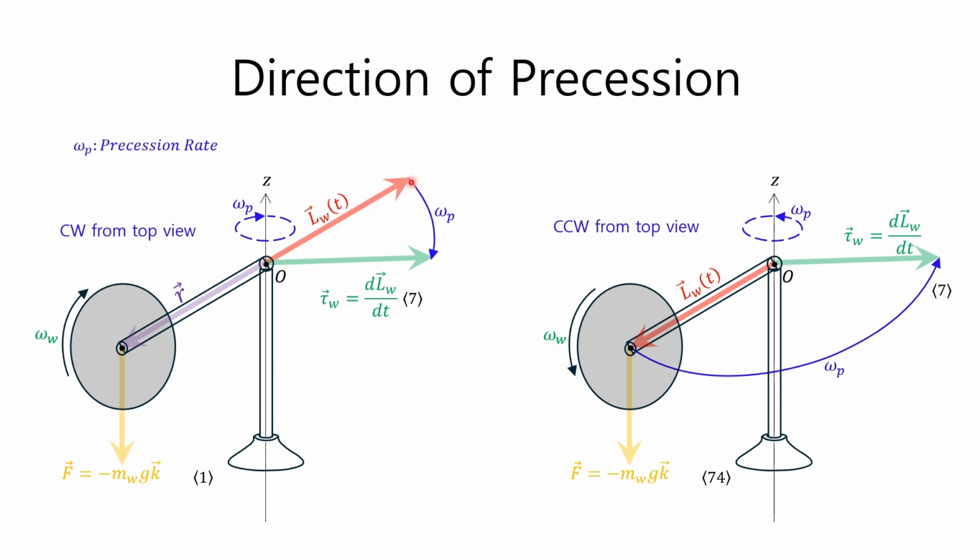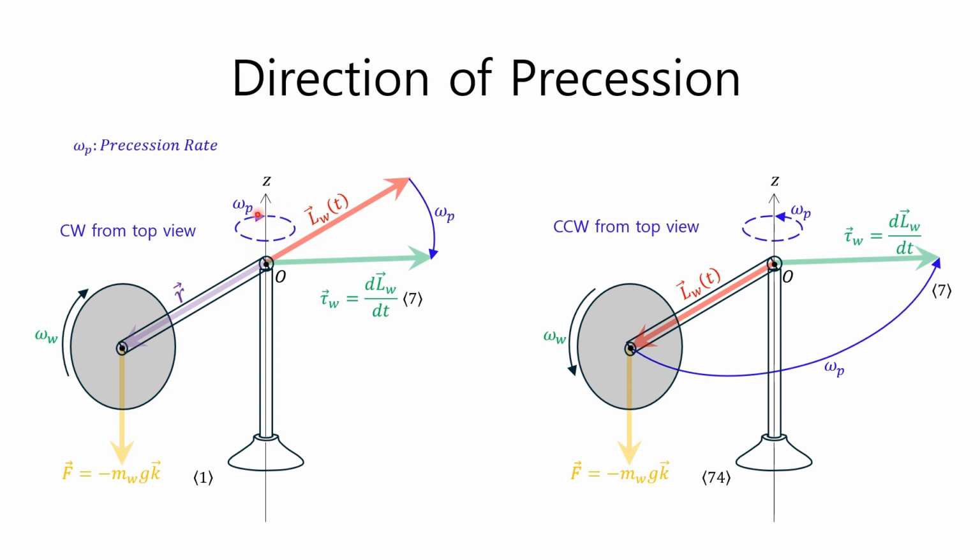An easy way to find out the direction of precession is to remember that when the starting point of the angular momentum arrow and the starting point of the torque arrow are placed at the same point, the tip of the angular momentum arrow always follows the tip of the torque arrow. If we apply this principle to the case of the figure on the left, the direction of precession is clockwise when viewed from above, as shown in the figure.